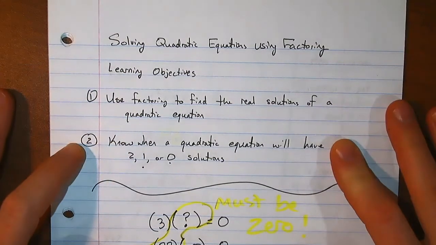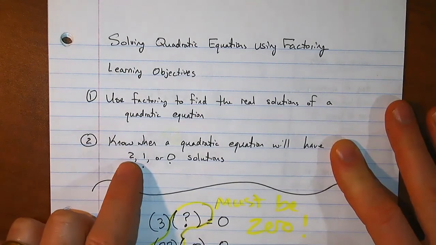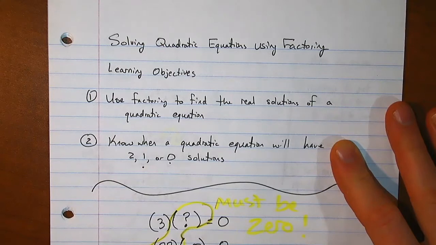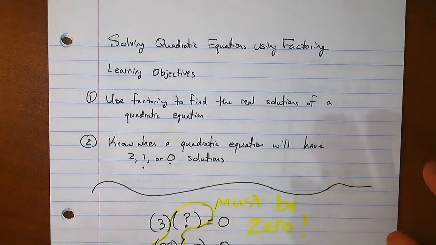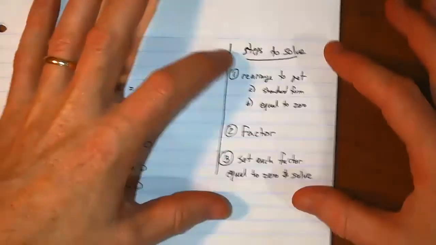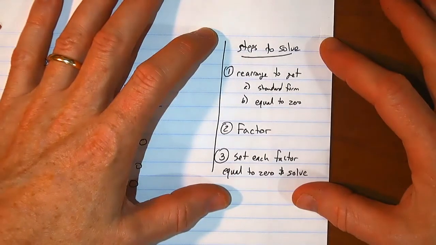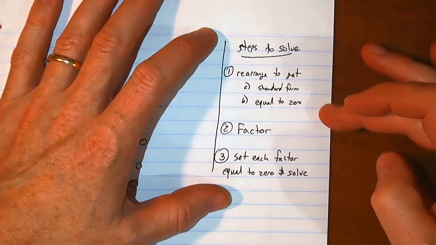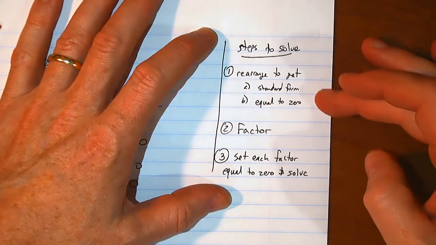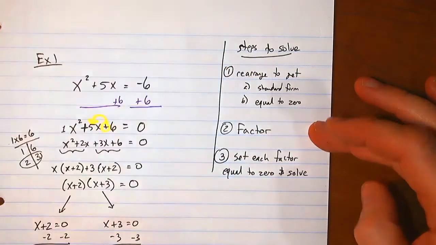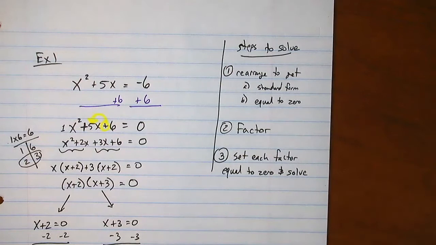We did talk in the last video about knowing whether or not there would be one or two solutions. And we said, if you're going to use factoring, there'll never be zero solutions. In the last video, we outlined these steps for solving quadratic equations by factoring. First, get it in standard form and equal to 0. That's hugely important and a step that students often forget. Then factor it. Once you get it factored, set each factor equal to 0.